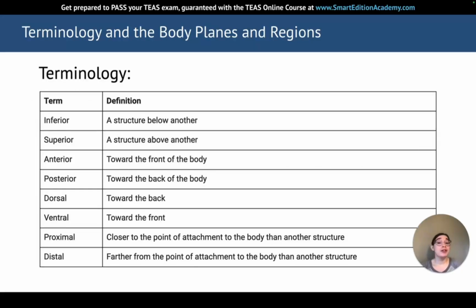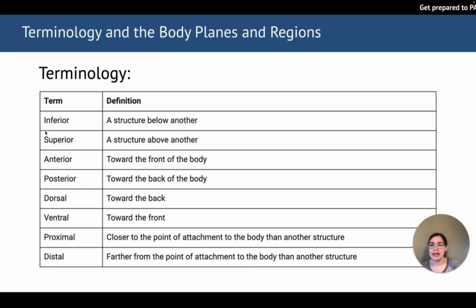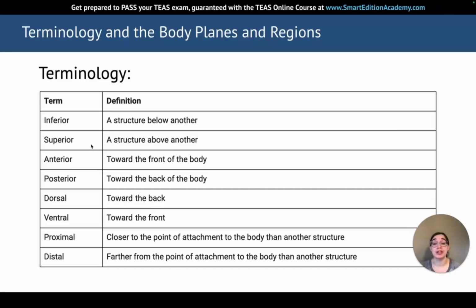So here are the terms that you need to know. We're going to go through them rather quickly here. The word inferior indicates that one structure is below another. The word superior is the opposite of that. It indicates that a structure is above another.